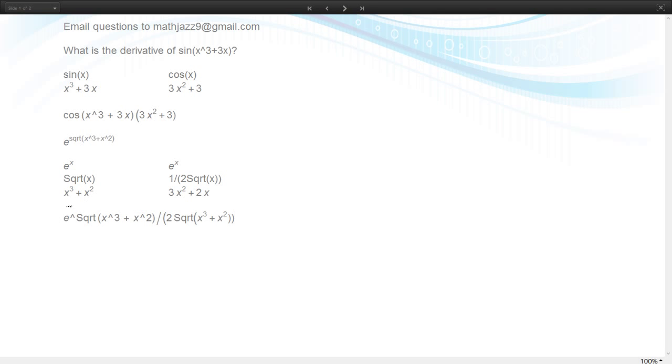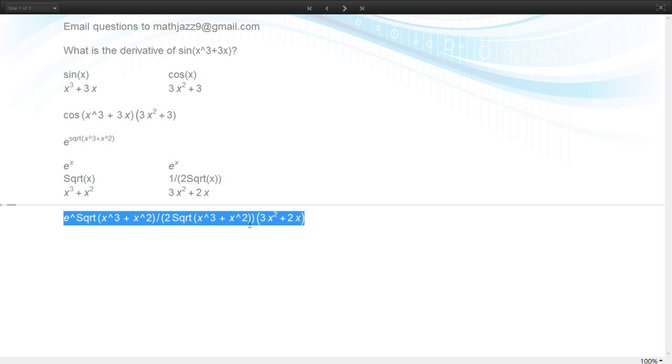And since I've hit the bottom of the left column, I'm now done with the second row, and I move to the third. So I multiply by 3x squared plus 2x. And since there's nothing diagonally to the left, I am done. And this is the derivative of my function.